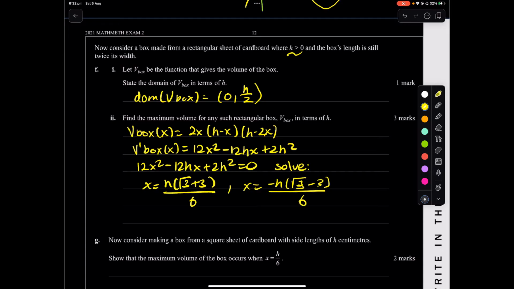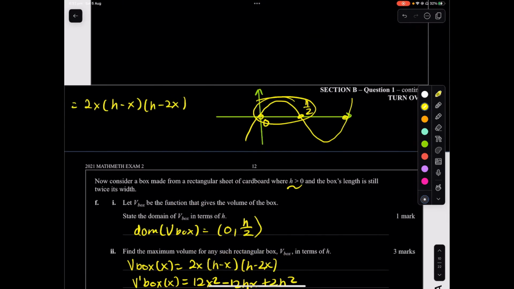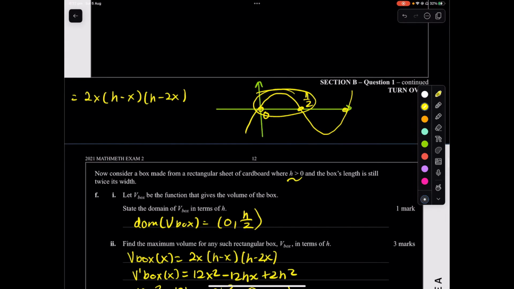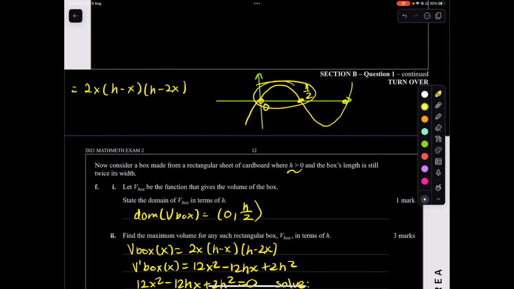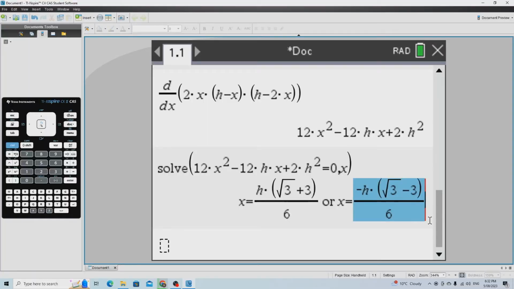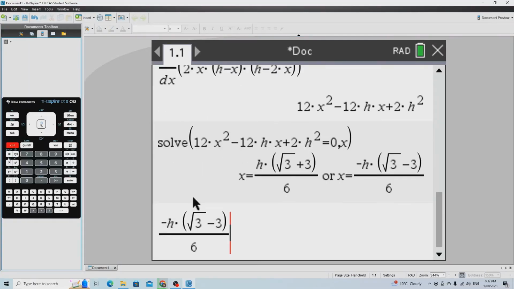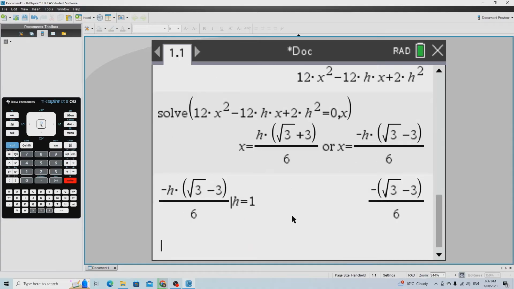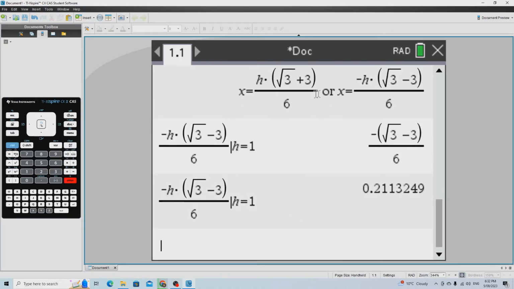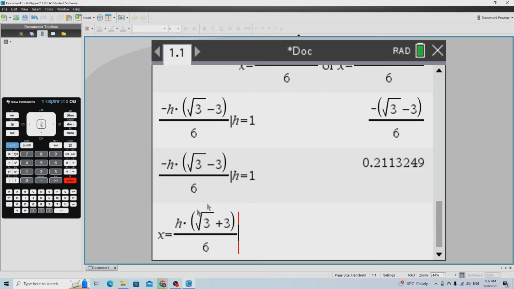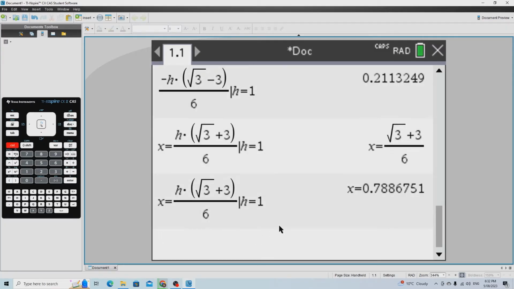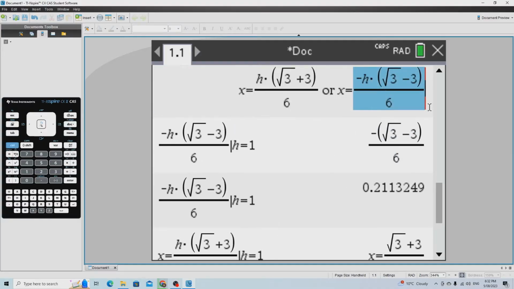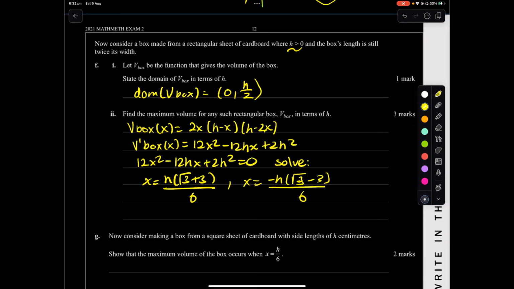Which one would be the smaller value here? Because we want the smallest value, since we know it's between 0 and h over 2. I think this would be the smallest one. Let's just double check. Let's say h is equal to 1. We get 0.2 and so on. For this one, we get, okay, so still this is the biggest one. So the smallest one would actually be the one for the max.